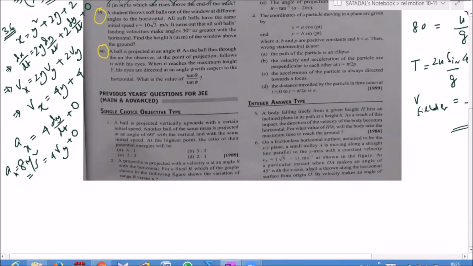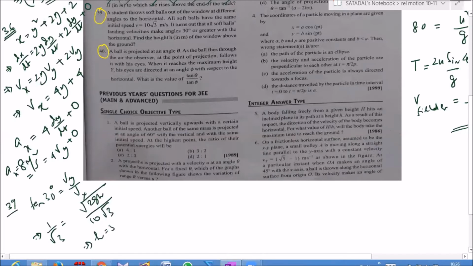Chalo. Now we will solve question number 39. 39 is pretty easy actually. Straight away, tan 30 degree is equal to Vy by Vx, right? So this is 1 by root 3. Vy is equal to how much? Root under of 2gh divided by Vx, which is given as 10 root 3. Solve for h, you are getting 5 meter. That's done. What about 40?